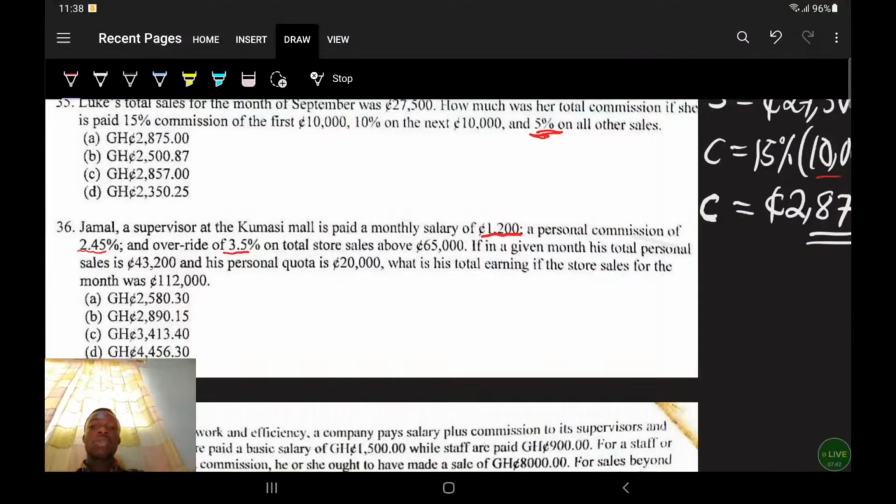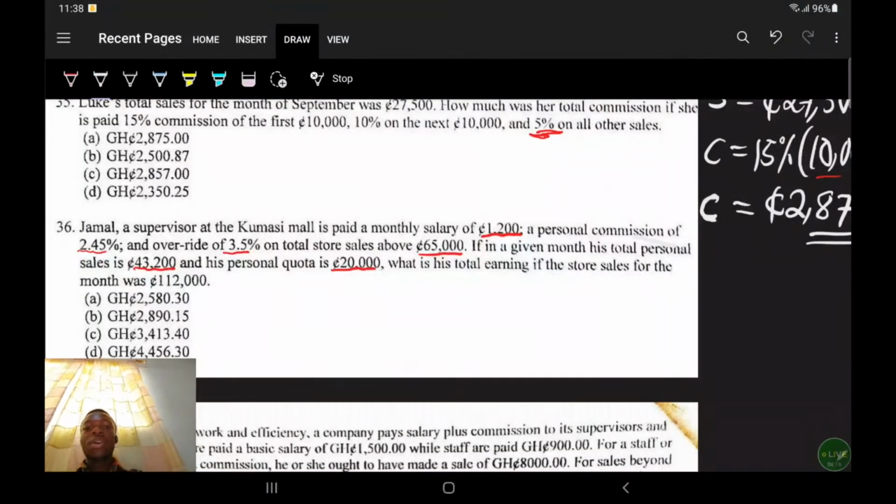And the total store sales above what? 65,000. So this total sales above that is a store quota. So let's continue. In a given month, his total personal sales was 43,200, and his personal quota was 20,000. The question is asking us, what is his total earning if the store sales for the month was 112,000? So let's see how we can deal with this.